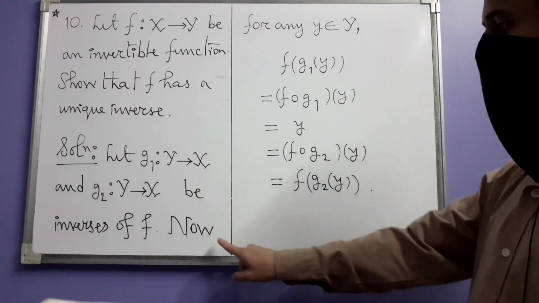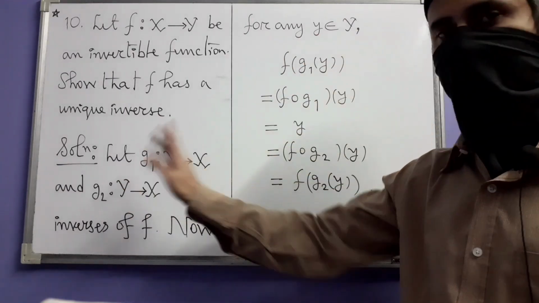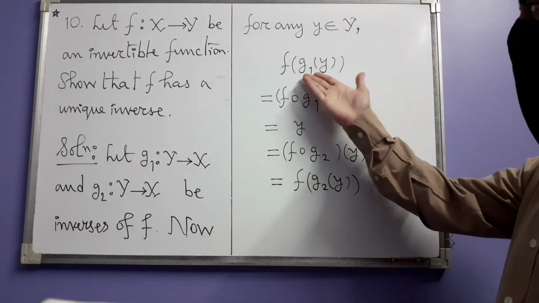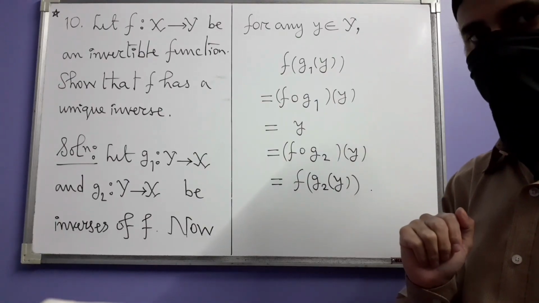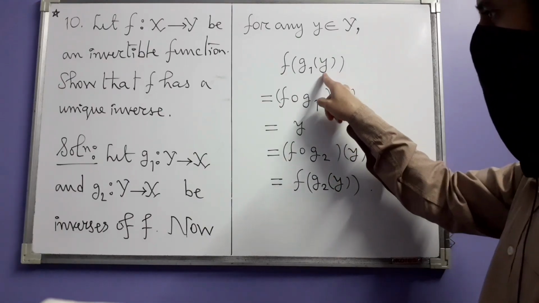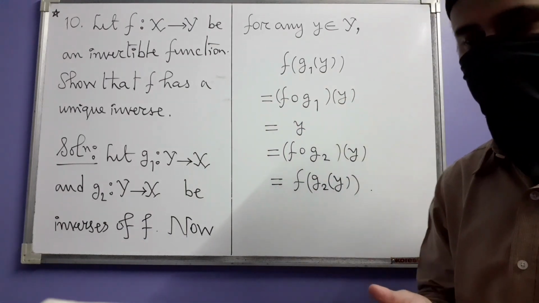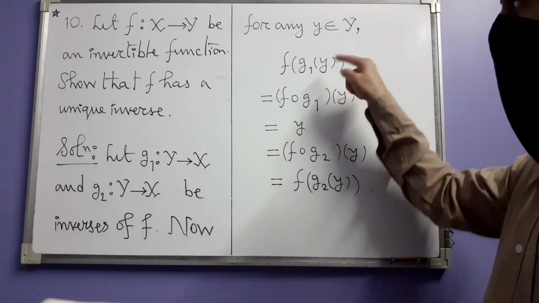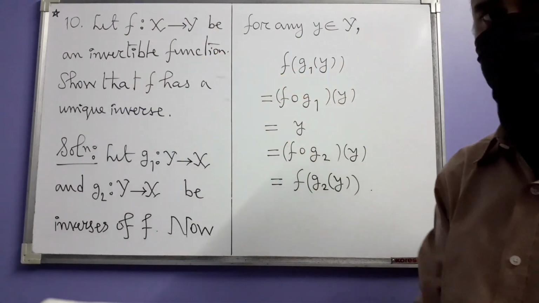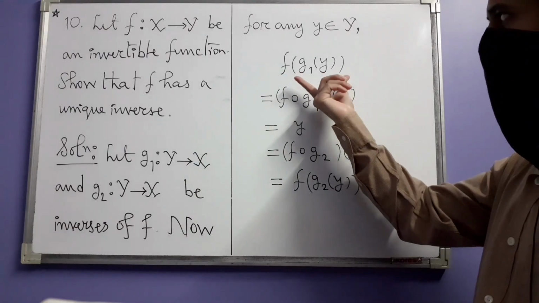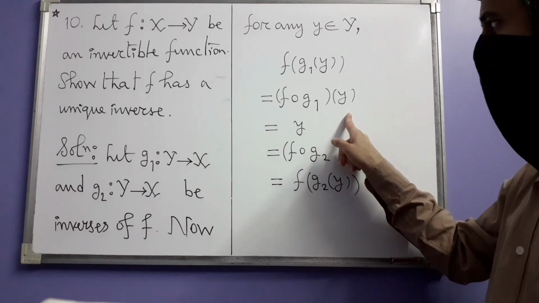Now next what we do, we consider any point y in Y, that means the common domain of g1 and g2, and we consider this composition f of g1 of y. It makes sense because y is coming from the domain of g1, so g1 of y makes sense, and it's an element in X on which we can apply f because X is the domain of f. Okay. Now this, by the definition of composition of functions, is f composite g1 of y.